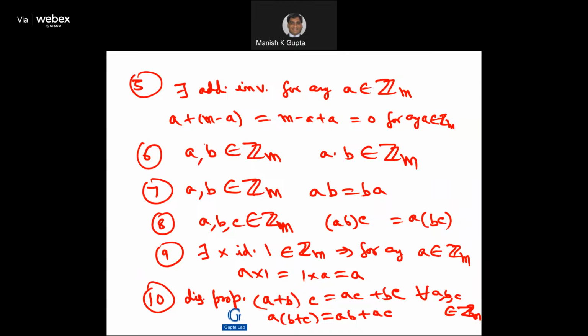There exists a multiplicative identity 1 in Zm for any A in Zm. Whether this will happen every time? Not, right? Because Zm is a ring. If M is prime, then this will happen every time. Otherwise not. And the distributive property and so on, that is there anyway.